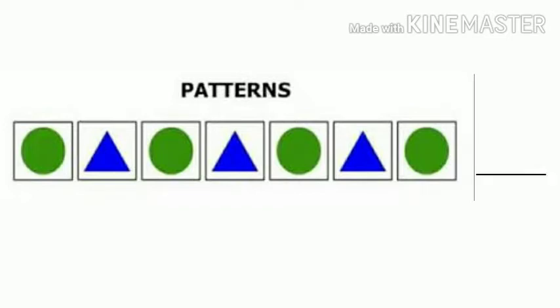As we observe in this pattern, after every green color circle, there is a triangle of blue color, and this pattern is repeated up to the end. And now if you want to find which will come next to the green color circle, you can easily tell that it will be the triangle. So this is one of the patterns of the shapes.